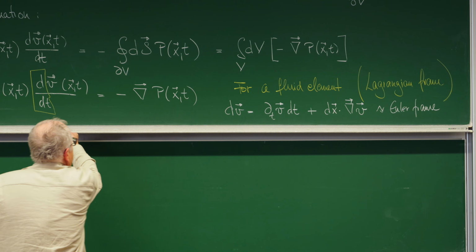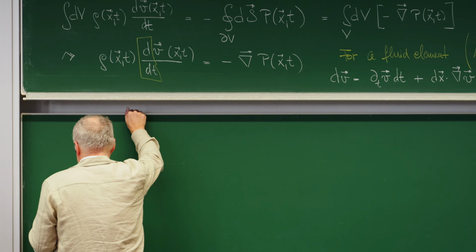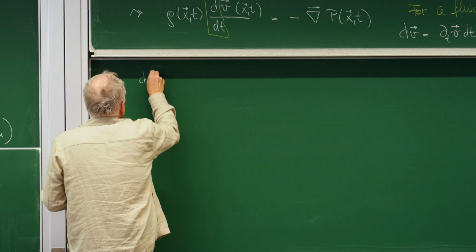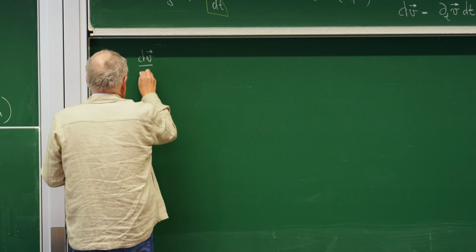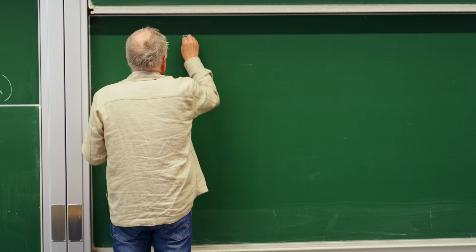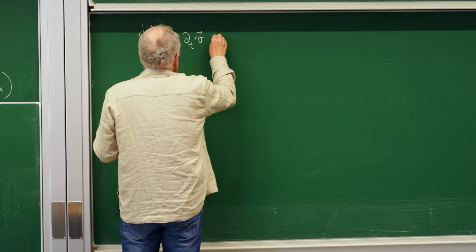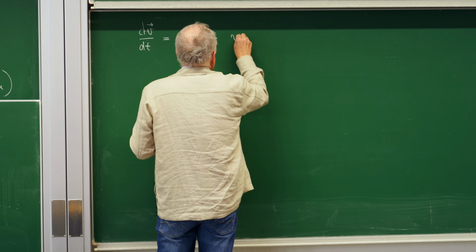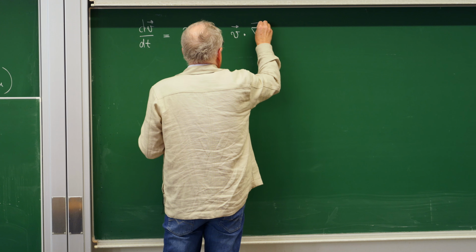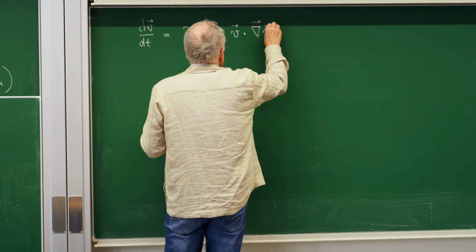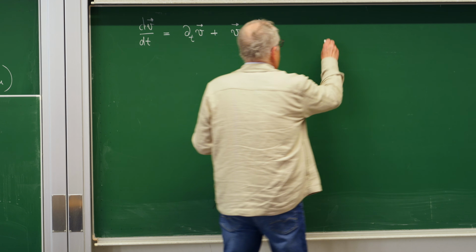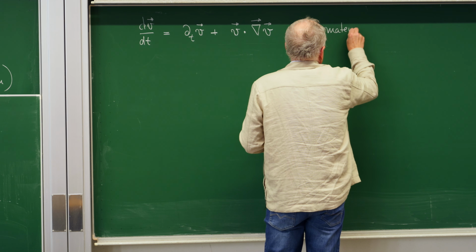In that Euler frame, you do have then dV/dt equals the partial derivative and the convection term, which says I have to multiply v with gradient v. That's called the material derivative.